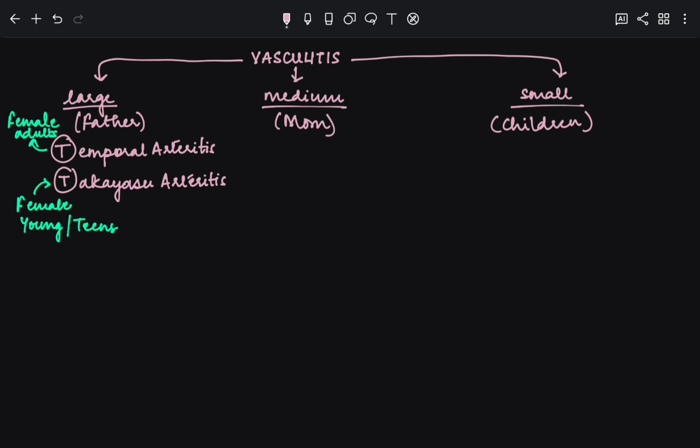Next, we go to medium vessel vasculitis. Now, medium vessel is the mother. So, here we have a story wherein the mother is running with a pan in her hand to hit her small 3 to 4-year-old child who is sitting on his dad's new Kawasaki bike. Now, what does the story signify? First, that the mother is running with a pan in her hand signifies pan, which is polyarteritis nodosa.